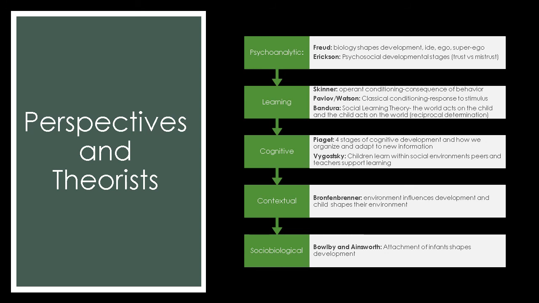And then we have Vygotsky as well, and Vygotsky and Piaget are both within the cognitive theory, but they have similar and different ideas about how children learn. He really focused on the social environment, peers, and teachers, and how we support learning. Then we have contextual, which is the bioecological theory, and that was really pioneered by Urie Bronfenbrenner. And really what he thought is that development is an interaction between the developing person and the systems around them. So your family, your community, your school all work together to shape the environment around the child and shape the child's development.